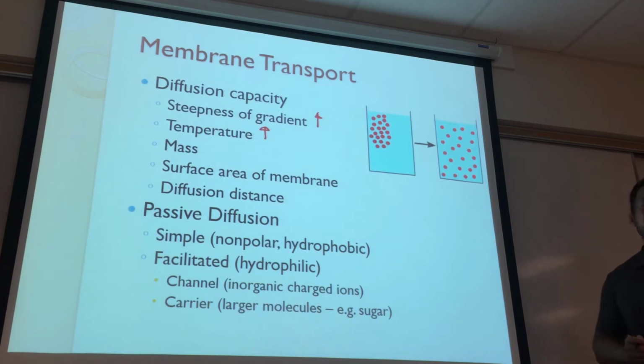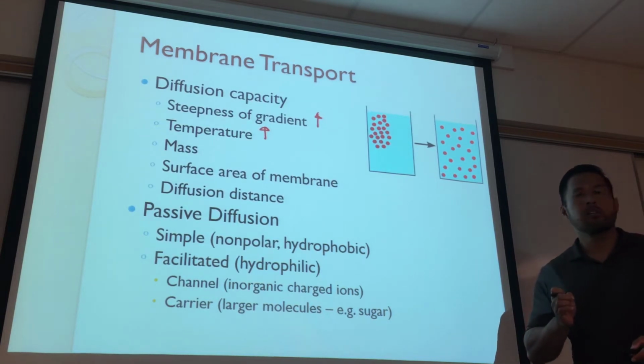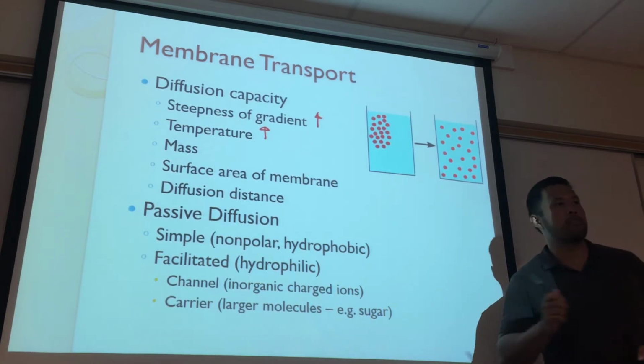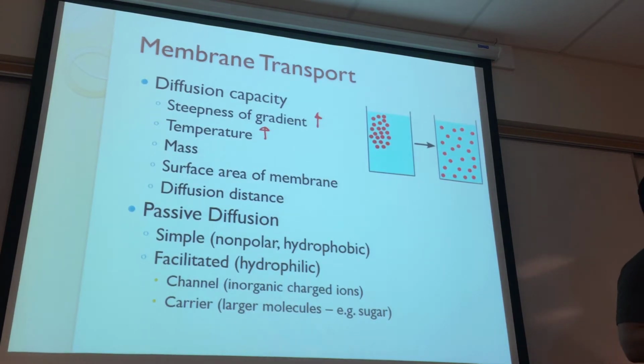Now, mass. If I make the molecules bigger, do you think that would speed up or slow down the rate of diffusion capacity? Slow down. This is simple physics. The bigger the object, the slower it'll move. The less likely it'll move across the phospholipid membrane. So this decreases.